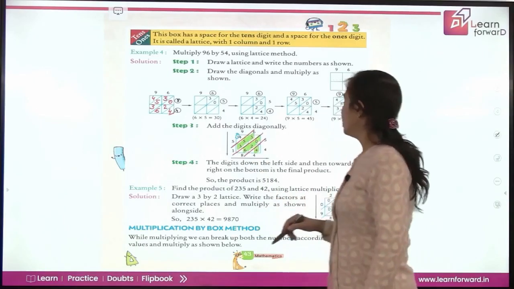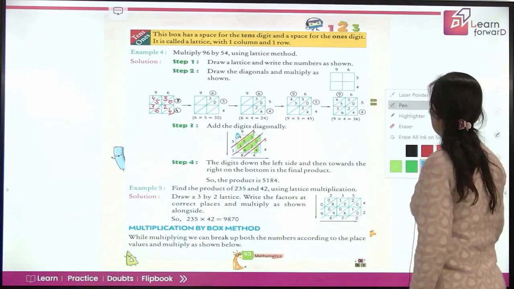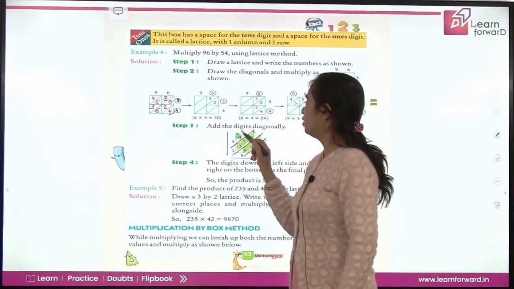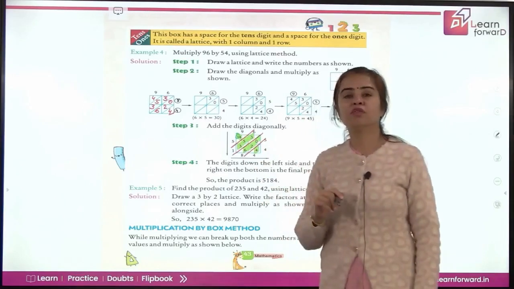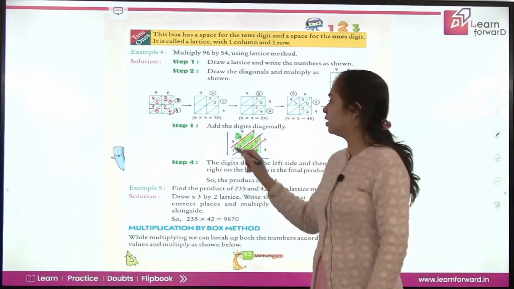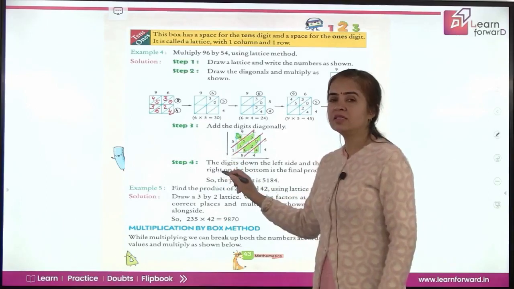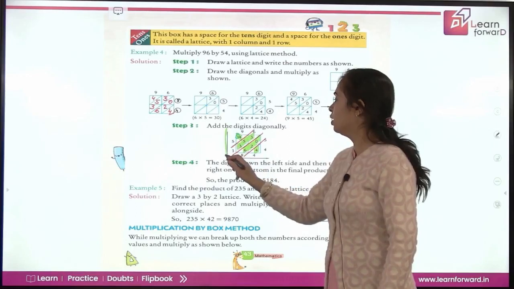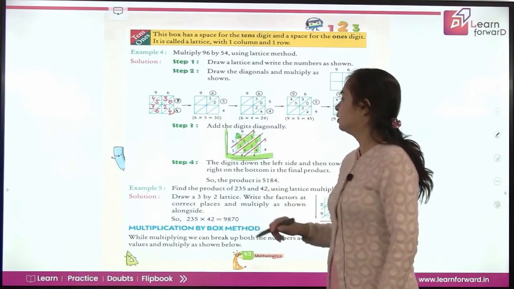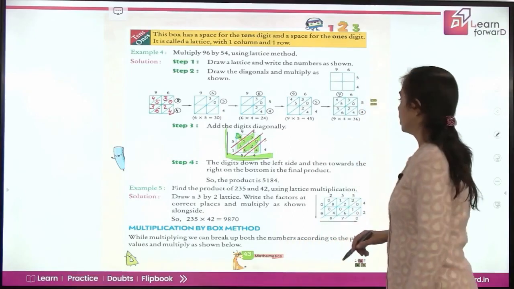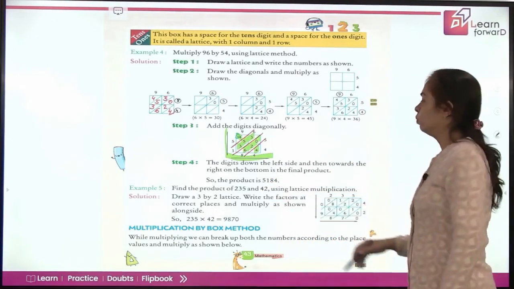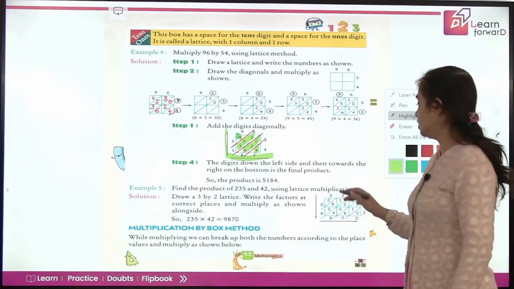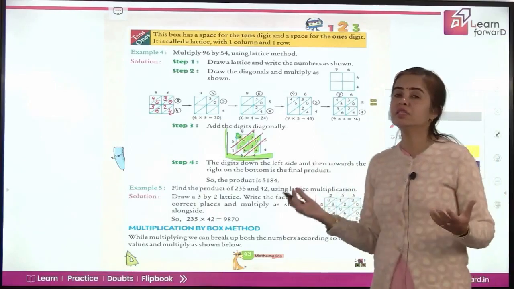Now here what are you left with? 1 is a carryover and 4 is already there. So we will add 1 and 4. What do you get? 5. Now to write the product, children, we will write digits like this and then move in the L formation. So you have 5, 1, 8, 4 as the product. So the product is 5184.